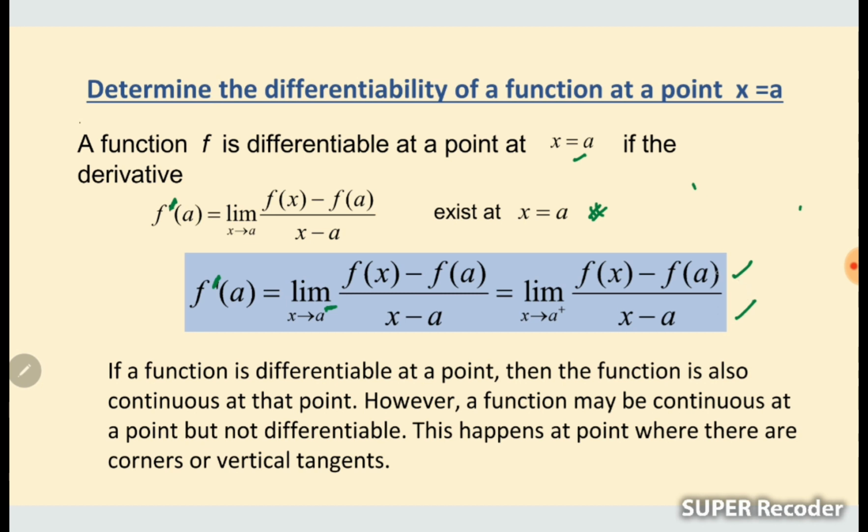If a function is differentiable at a point, then the function is also continuous at that point. However, a function may be continuous at a point but not differentiable. This happens at a point where there is a corner or vertical tangent.